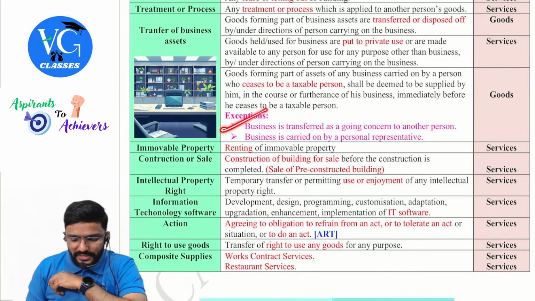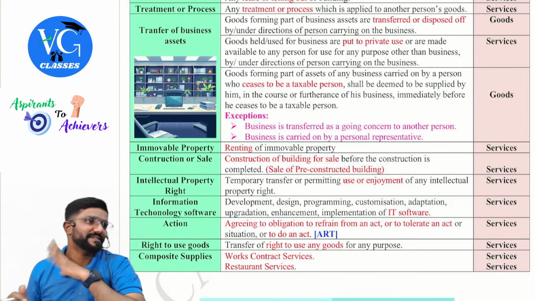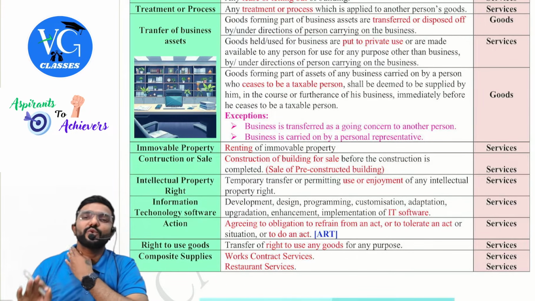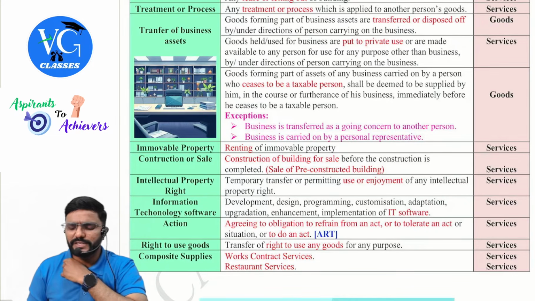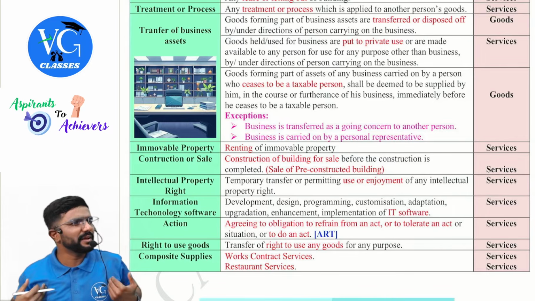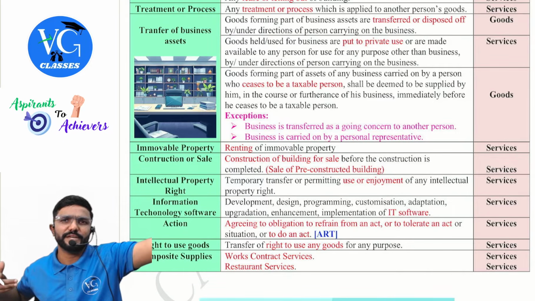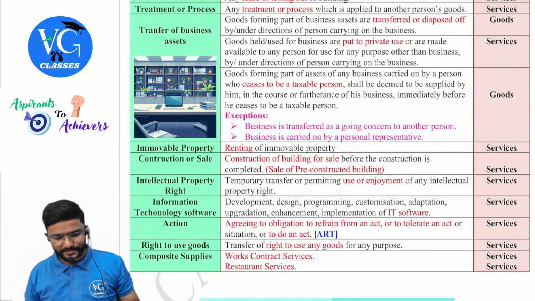Exceptions are business is transferred as a going concern. See, closing down is different, sale is different. If business is sold as a going concern, is it a supply, sir? No, it is not at all a supply because it is covered in exemption list. Then business is carried on not by me now, by my personal representative or my next generation. Is it a supply? No, guys.